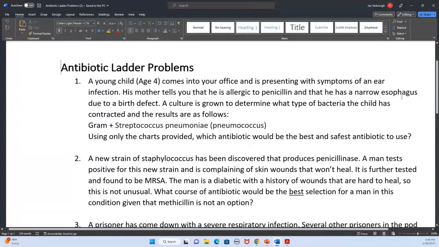Look at the first one. I threw in that he had a narrow esophagus, but in reality, it really didn't matter as far as what we picked because that wasn't on our list. But if it was, then that would be something to deal with.